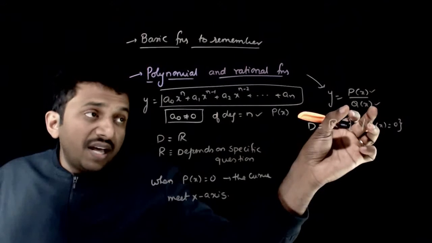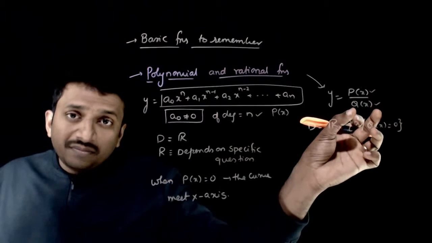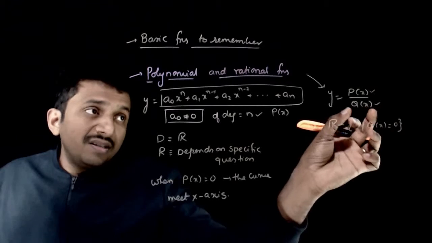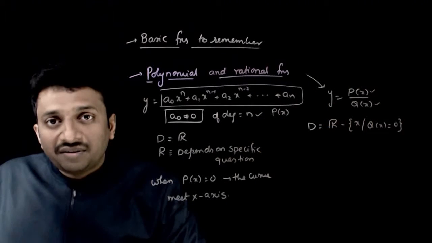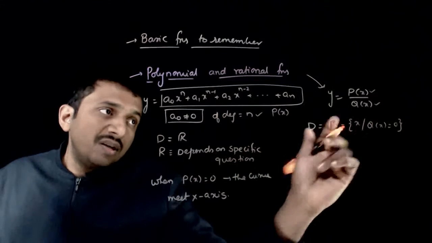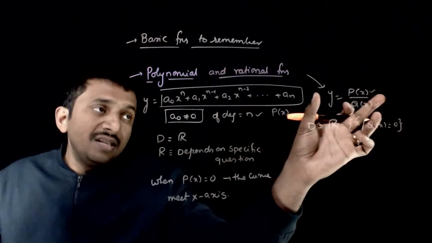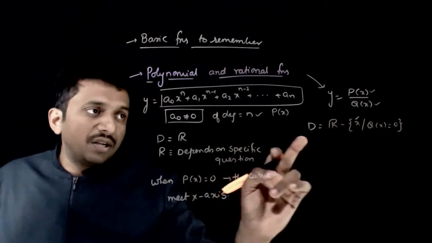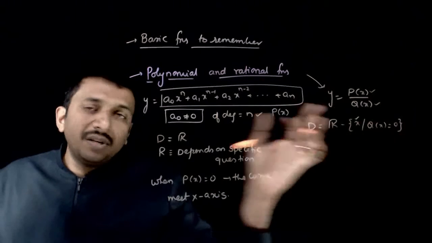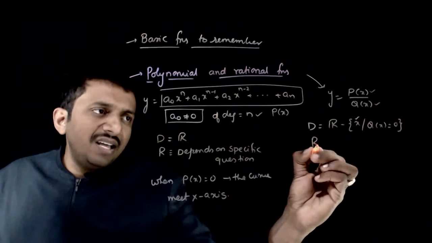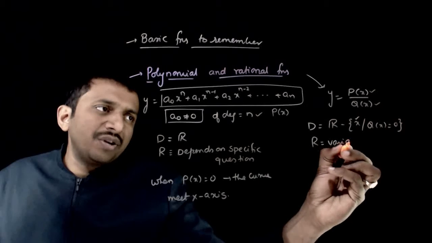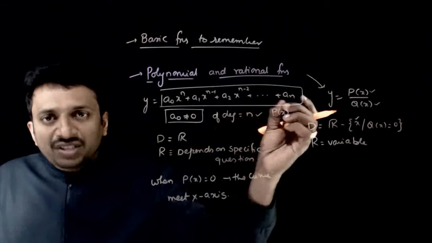The points where q of x is equal to 0, at those points the value of y will not be defined. So apart from those values of x, at all other real numbers, this function is defined. So the domain is all real numbers except this. And the range is variable. It depends on what the specific functions are.